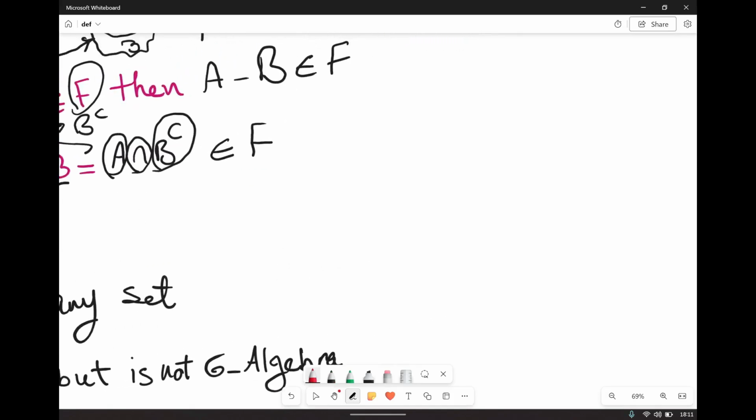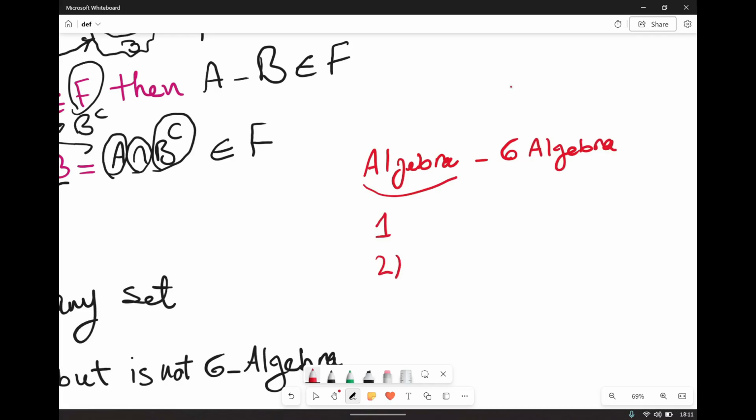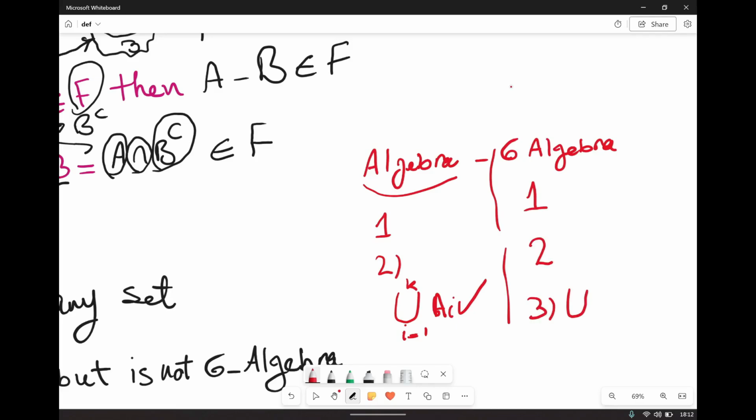But another important thing, what is the difference between algebra and sigma algebra, guys? An algebra has the first two properties, but is not closed under countable union. Yes, a finite union of A i is okay, but the sigma algebra, not only the first and second properties, but the third property is closed under countable union of members.